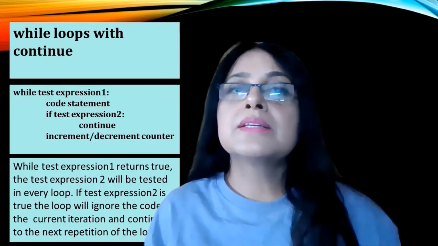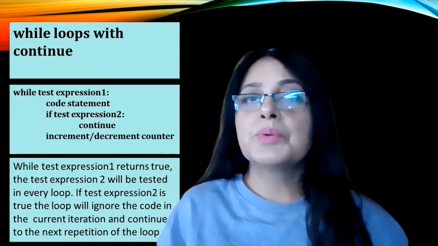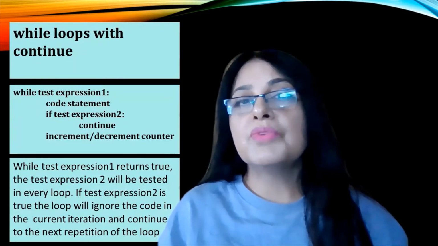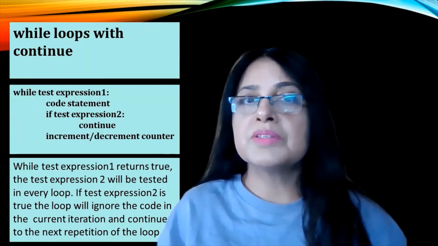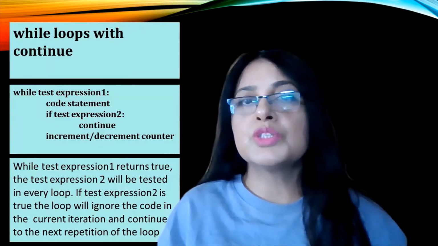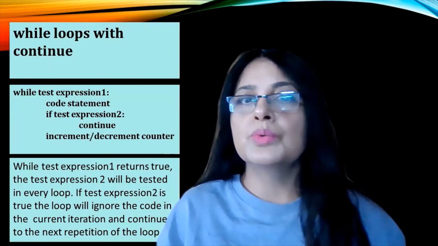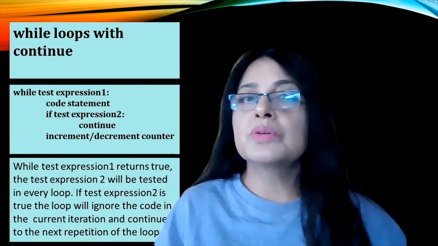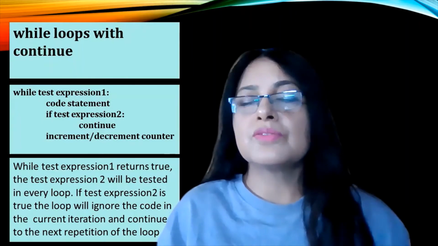Let us look at the syntax of while loop with continue. Here we have the while keyword followed by test expression 1. We have the while statements within the loop, and then we have an if condition to check test expression 2. Whenever this is true, the loop will ignore the code in the current iteration and continue to the next repetition of the loop.